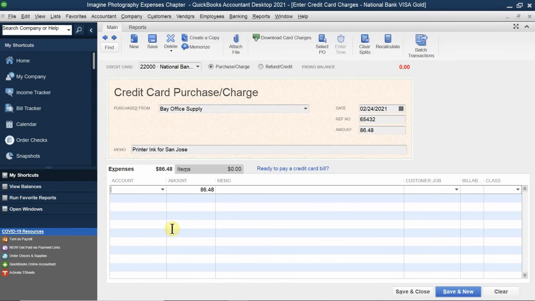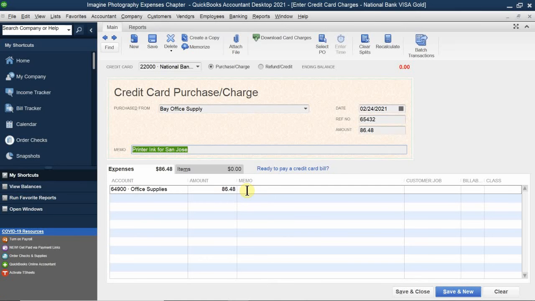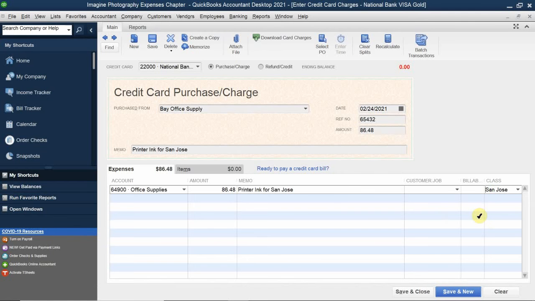So in this case, I am purchasing office supplies. Office supplies for $86. And once again, if you want to, I'm going to copy and paste this into my memo. And then, of course, I'm also going to identify my class, that I bought this for the San Jose location. All right. Now that everything looks good, I have a credit card charge here. I'm going to go ahead and click Save and Close.